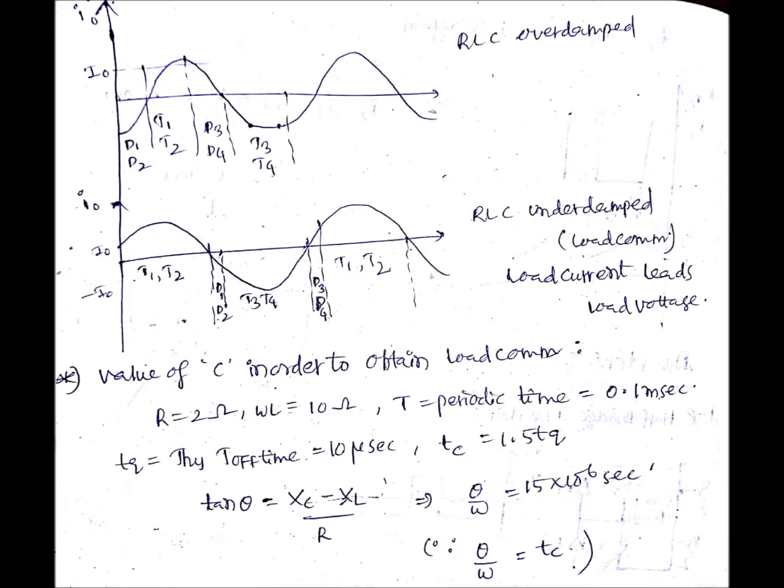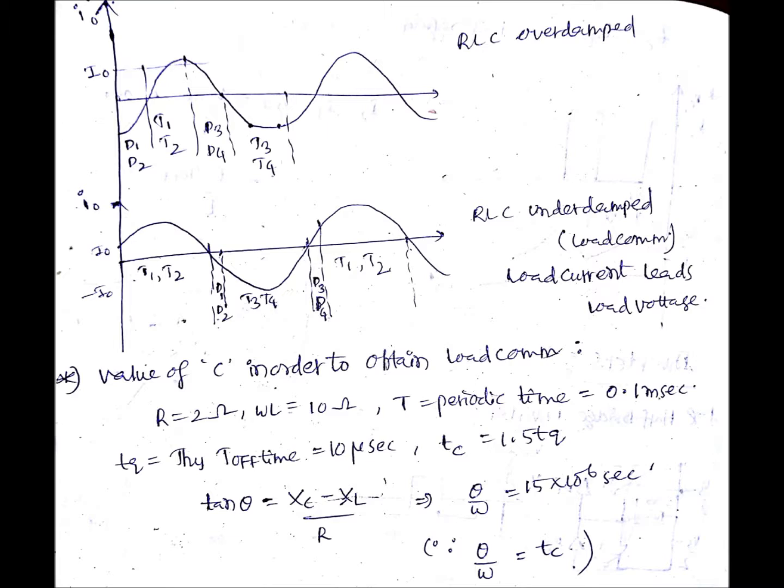Based upon the values of RLC, you can have a second order system with a response of either overdamped, underdamped or critically damped. So if it is overdamped, this is the situation. In the first 180 degrees, initially D1 D2 will conduct, then T1 T2. But if it is RLC underdamped, the waveform will be as shown, like in the second case. So during the first 180 degrees, in the first phase T1 T2 will conduct, then D1 D2 will conduct.